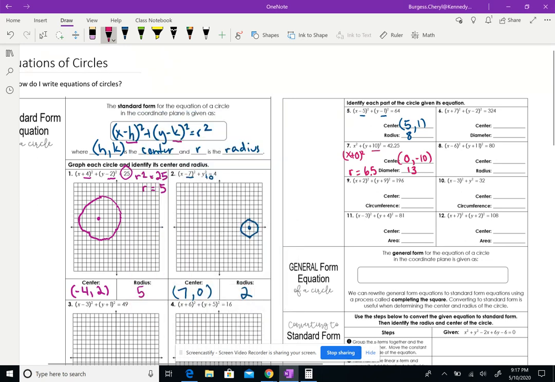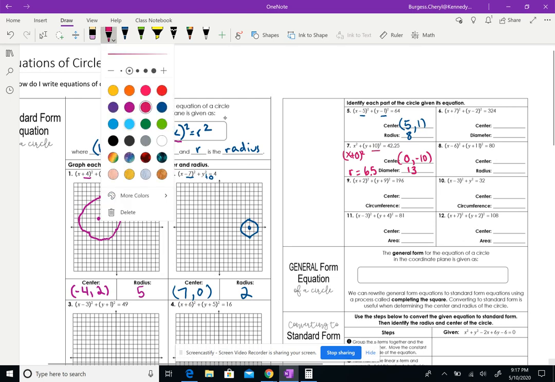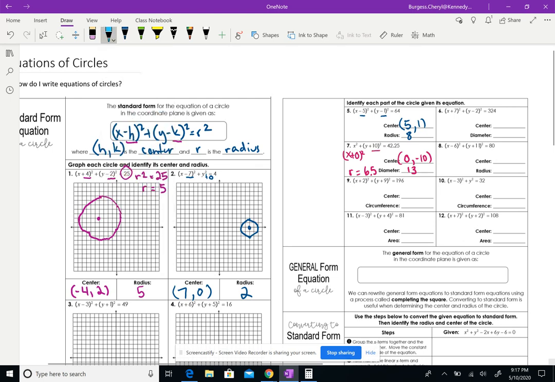Okay, so on number 9, we have our center at (-2, -9), and the circumference. Let's go ahead and write down our radius. The radius is the square root of 196, which is 14.